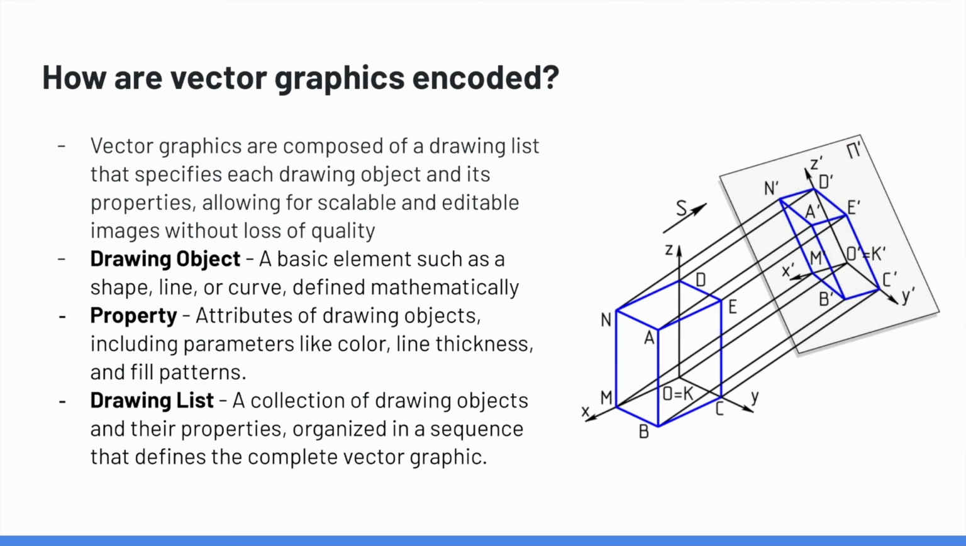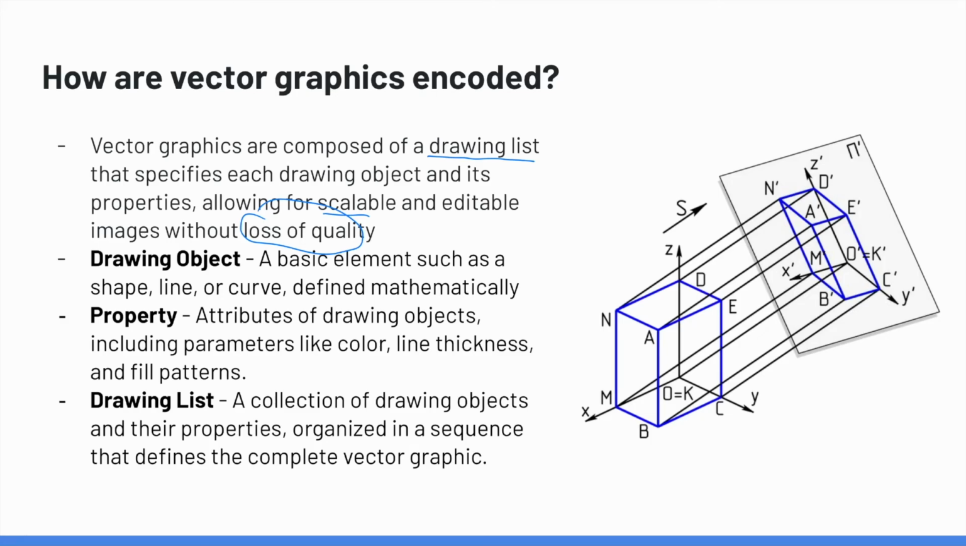So we do have some terminology we need to learn in order to talk about vector graphics, similar to how we had to learn some terminology to talk about bitmap images. Basically, vector graphics have a drawing list, and it specifies each object and its properties that are going to make up the image that we want to represent. And this list is going to allow us to ultimately create our image that is both scalable and editable without losing any quality at all.